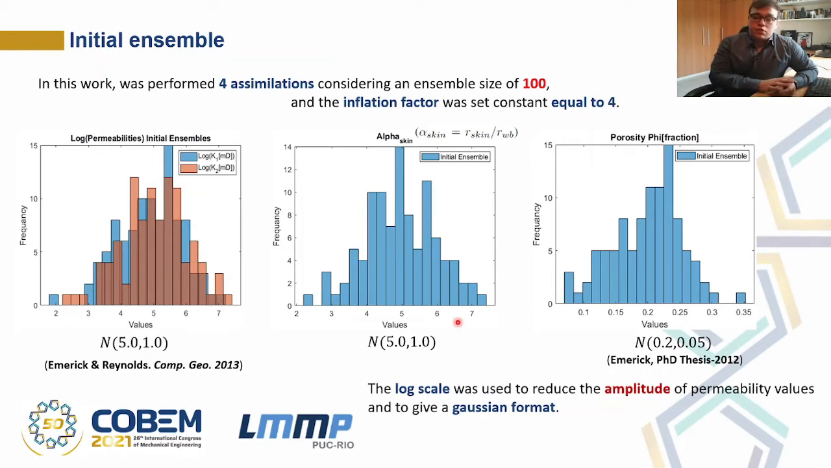Alpha skin is a variable that makes the correlation between the radius of the skin zone and the radius of the wellbore. And for the porosity, a normal distribution was also used, with mean 0.2 and a standard deviation of 0.05.